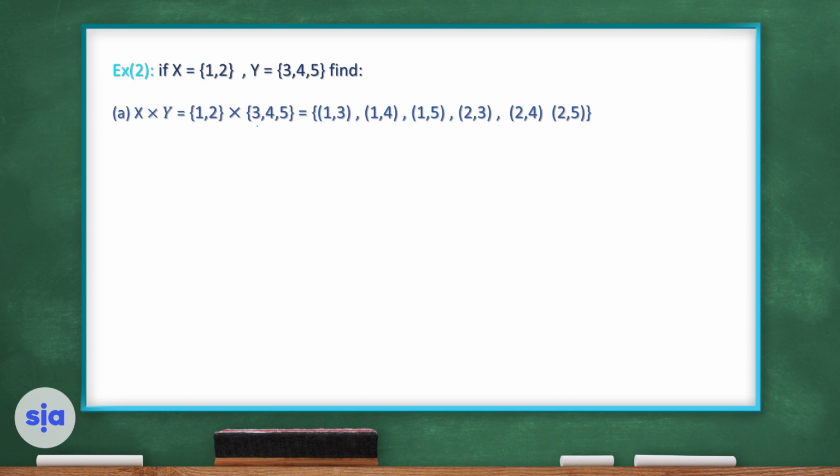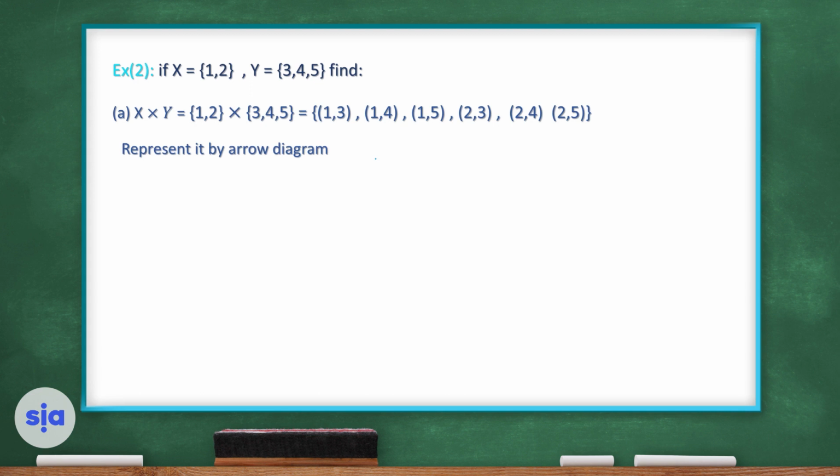And here, the elements in set x were 2 elements. The elements in set y are 3 elements. So the number of elements in the product of x times y is 2 times 3, which is 6 elements. If you count here, 1, 2, 3, 4, 5, 6 elements in this set.